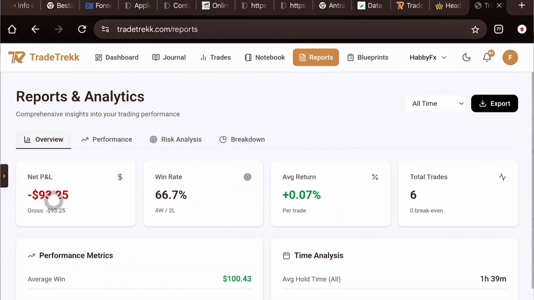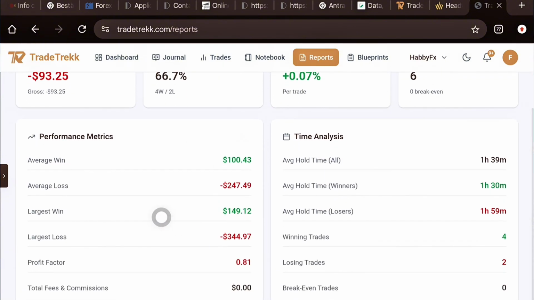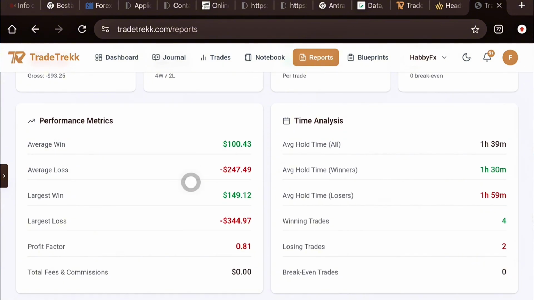So now let's quickly look at reports, and then let's see what we have here. So overview, 93.25, win rate 66.7. And then its average win is $100. Its average loss is $247.49. Largest win 149.12. Largest loss 344.97.